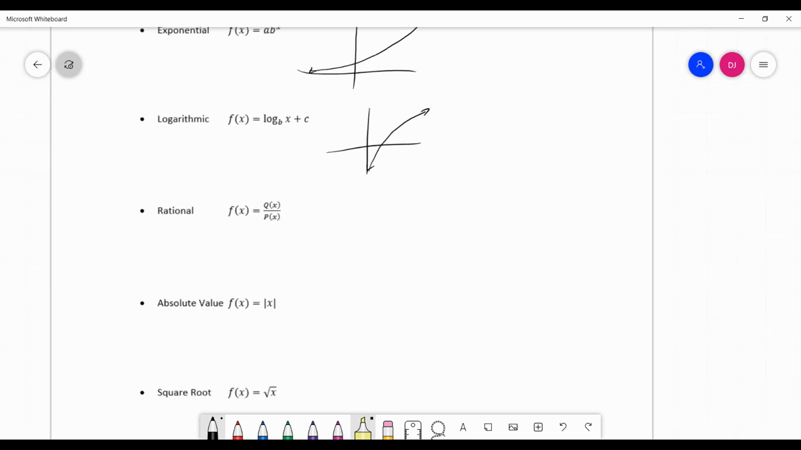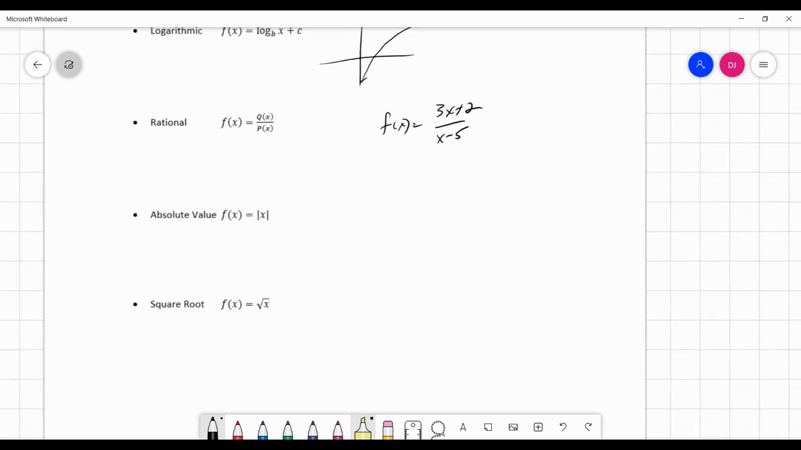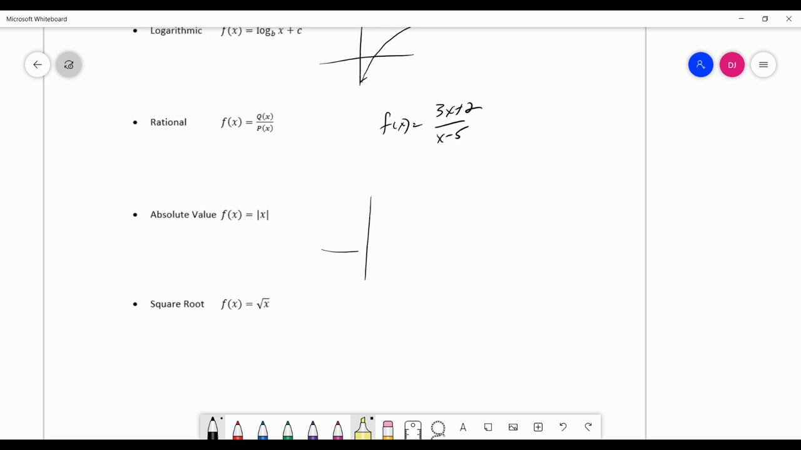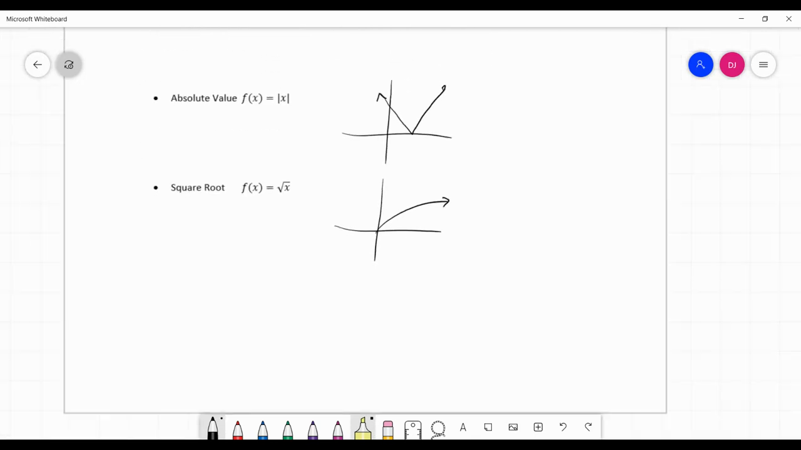Rational functions, it's a function divided by a function, kind of like the first ones we did, where f of x was 3x plus 2 over x minus 5. Okay, rational functions look like that. I'm not going to show you the graph today. Not going to worry about that. An absolute value function, the graph of an absolute value function looks like this. A square root function will look like that. Notice that they all pass the vertical line test. Those are all types of functions.